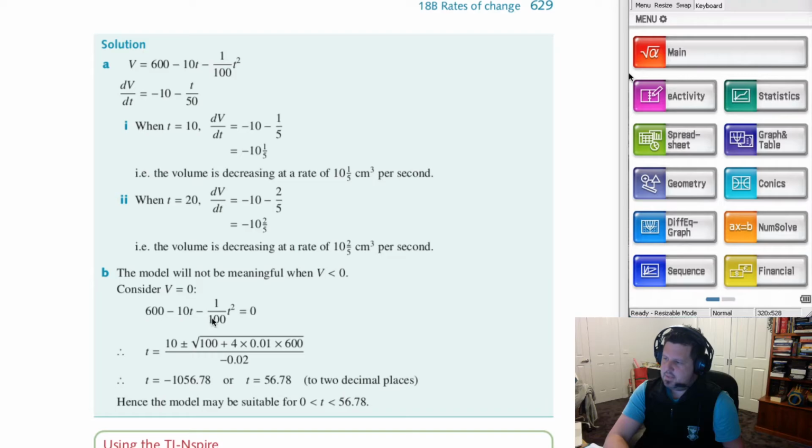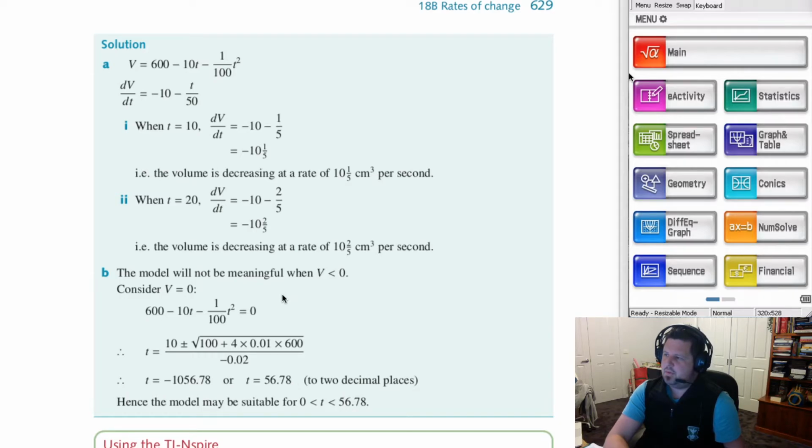Again, the coefficient in front of the squared term is going to be the a value. The coefficient of just t is going to be the b value, and this is going to be the c value. So plugging it into the quadratic formula as follows, you can get some solutions. Obviously we've got a negative 1056.78, and the second solution is 56.78.